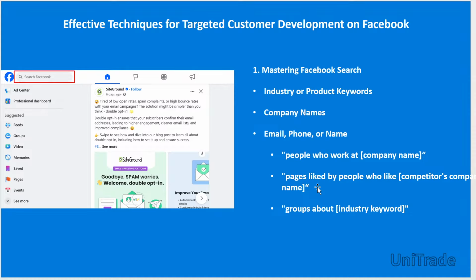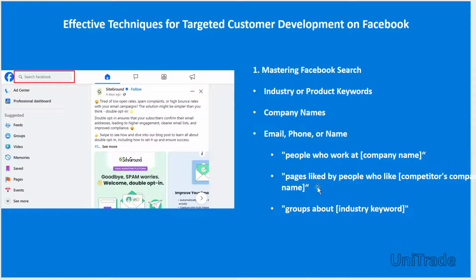Maybe you are targeting people who work at certain companies. Just type the company name and you can find employees, their official pages, even related content. And if you already have some info, like an email, a phone number, or even just a name, use it. Facebook search can help you narrow things down way more precisely. Oh, and here are a few search tricks, like typing "people who work at," followed by a company name to find a specific company.